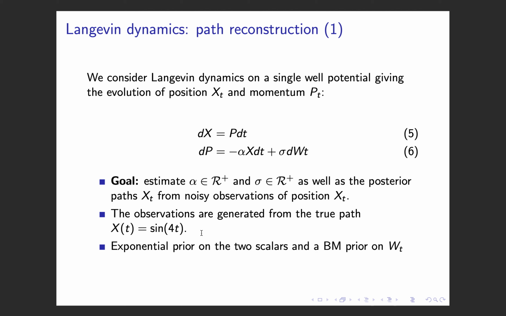We then try it out on a numerical example. We try it out on path reconstruction for Langevin dynamics, and these are the equations. And we want to infer these two scalars, alpha and sigma, as well as the posterior paths xt, namely functions. And we have noisy observations of position xt. So that's our sampling problem. We're going to generate some observations from a sine wave, so there's going to be a model misfit, which makes the problem harder. And we set up some priors.